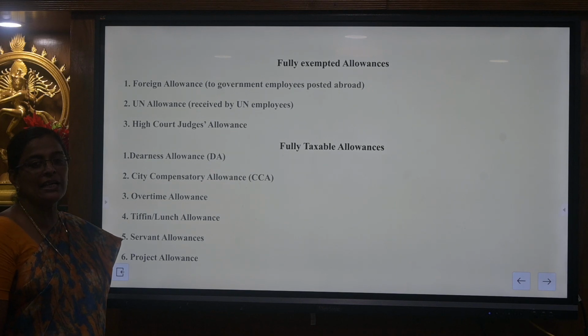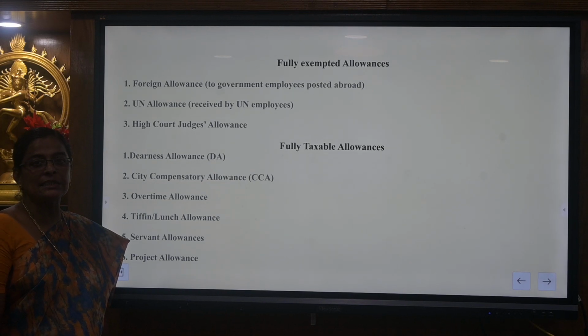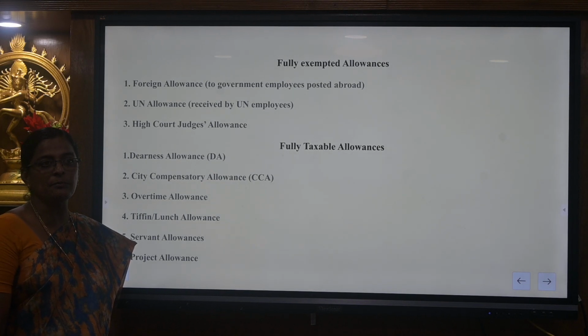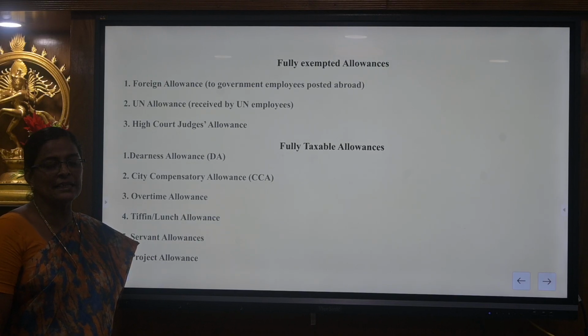The next one is fully exempted allowance. Under this category, the allowance is fully exempt. It is not taken into taxable salary. The fully exempted allowance is foreign allowance. The foreign allowance comes when the government employee is posted away from India. So if he stayed in a foreign country or is appointed in a foreign country, it is termed as foreign allowance.